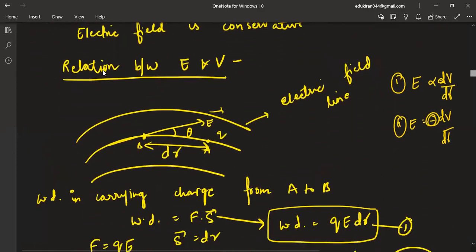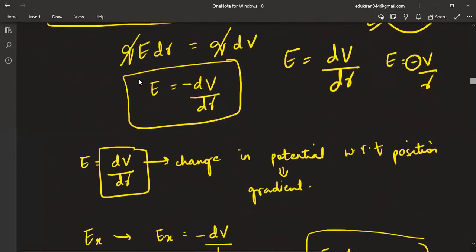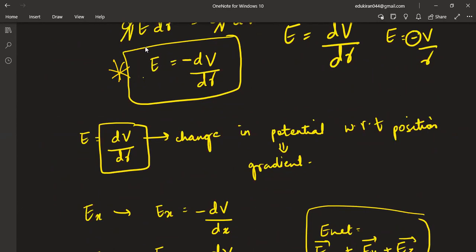This relation is the most important relation class. Whenever you're doing this lesson, make sure to begin with this. E is equal to minus dV over dr. That is potential gradient we call when something changes with respect to position. See, when something changes with respect to time, let's say distance is changing with respect to time, we call it rate of change of distance, that is velocity. But when something gets divided by position, by distance, we call it gradient.